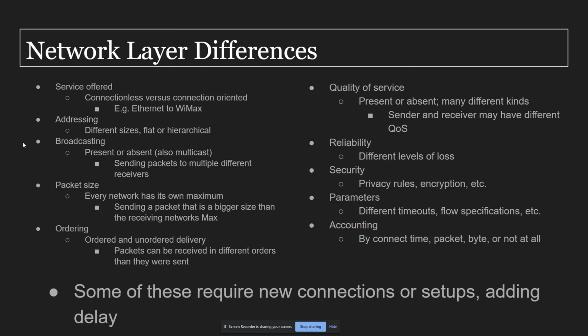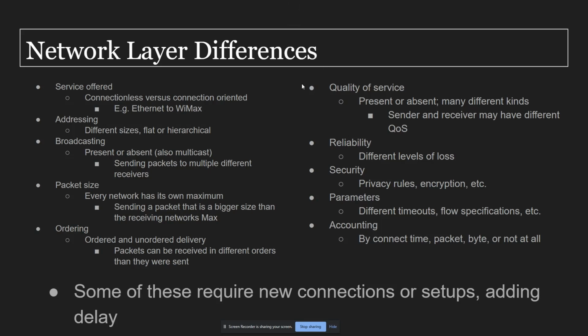So sending packets to multiple different receivers could be able to happen in one network while it's not able to happen in another. Packet size is also another concern, with every network having its own maximum and minimum. So sending a packet that's bigger than the receiving network's max could cause some issues. Ordering is another big problem because some networks order their packets differently, and it could be sent and received in different orders. So the packets being sent won't be received the same way as they were being sent.